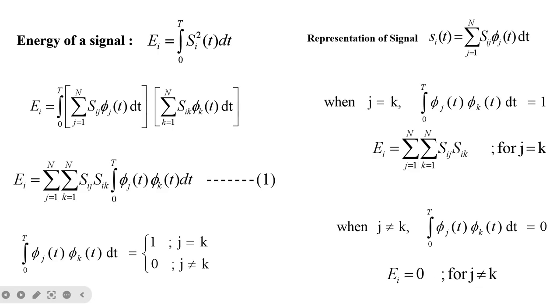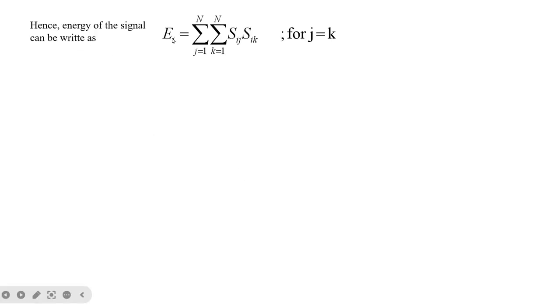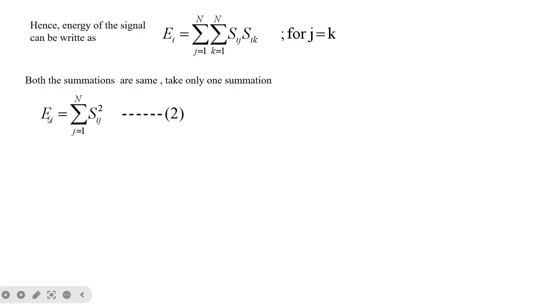Okay. So from this we can write the energy of the signal as Ei is equal to summation j is equal to 1 to N, summation k is equal to 1 to N, Sij into Sik for j is equal to k. Okay. So now you can see you have two summations. We will make it only one summation because both the summations are the same here. So we can write Ei is equal to summation j is equal to 1 to N Sij square. Okay. So here we'll take this as equation number 2.